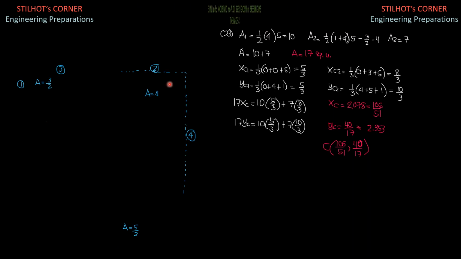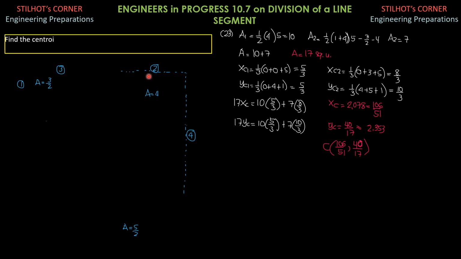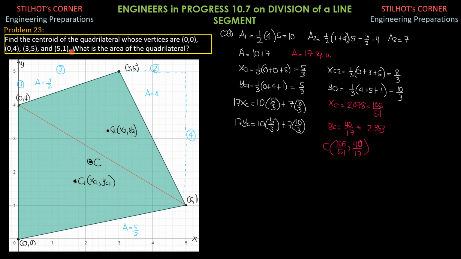So for problem 23, find the centroid of the quadrilateral whose vertices are (0, 0), (0, 4), (3, 5), and (5, 1). What is the area of the quadrilateral? So let's generalize this problem by dividing the quadrilateral into triangles, and then we use Varignon's theorem as the final solution in locating the centroid, because it is no longer a parallelogram where we can conveniently determine the centroid. So let us say this is the centroid.